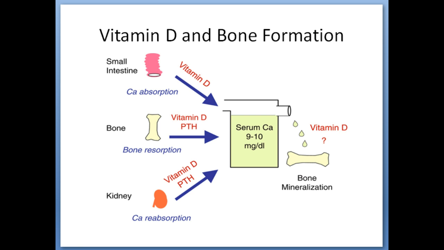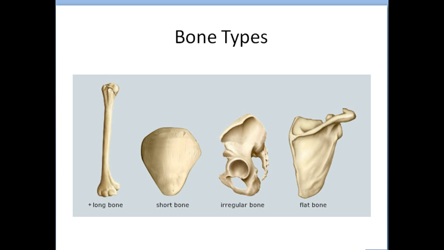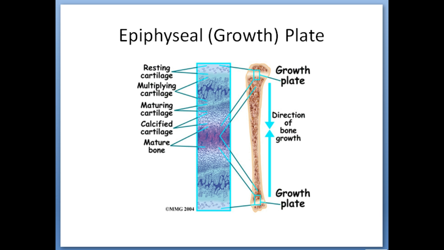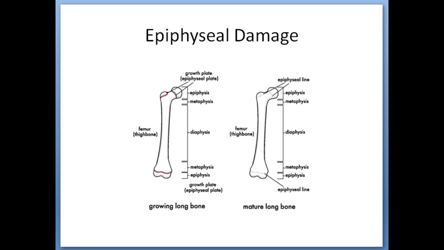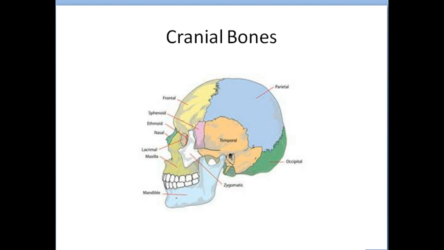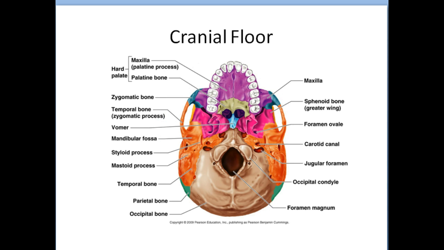The formation of bone depends largely on a proper supply of calcium and phosphorus to the bone tissue. And we looked at how vitamin D plays a role in that process. I talked about and explained the different types of bones that we have. We looked in depth at the epiphyseal growth plate and what happens if that growth plate gets damaged. We walked through the different bones of the cranium, and we also looked at the occipital bone and how the foramen magnum aids in brain communication with the rest of the body.